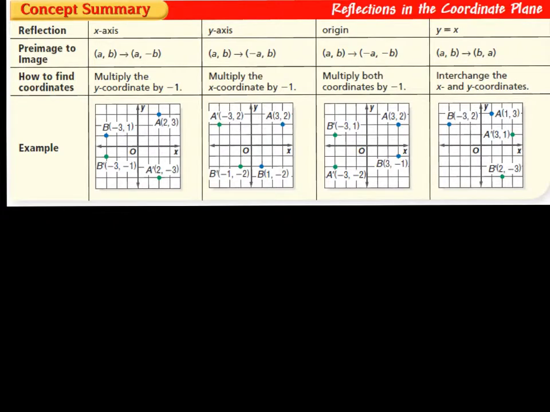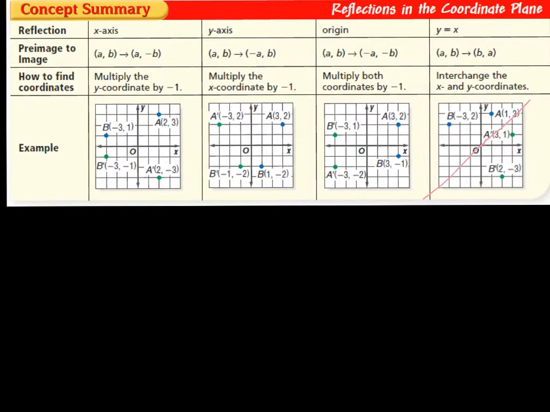And to reflect over the line y equals x, which, remember, is a nice 45-degree angle that cuts right through the first and third quadrants, up 1 over 1 from (0, 0). So this is kind of an interesting one because they switch. Instead of (1, 3), it becomes (3, 1). Instead of (-3, 2), it becomes (2, -3). So you're just interchanging your x and y coordinates.